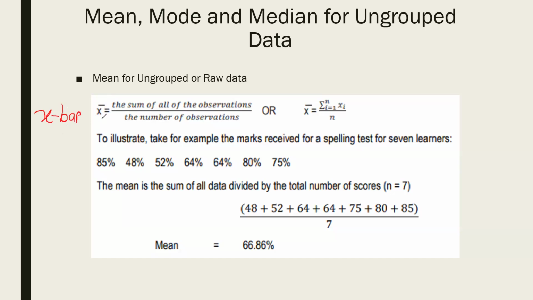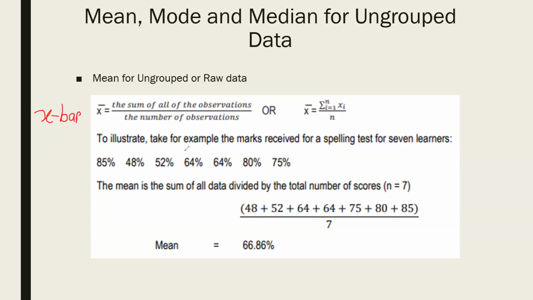But you don't need to know this. It doesn't affect anything in your examination. They'll never say X bar. They'll tell you literally to calculate the mean, and things like that. So I'm just explaining it for the sake of explanation. The mean equals the summation of all the observations over the number of observations. Let me explain this using this example.